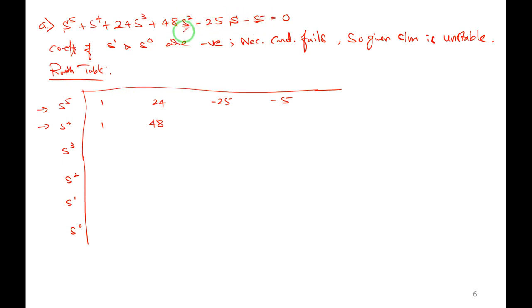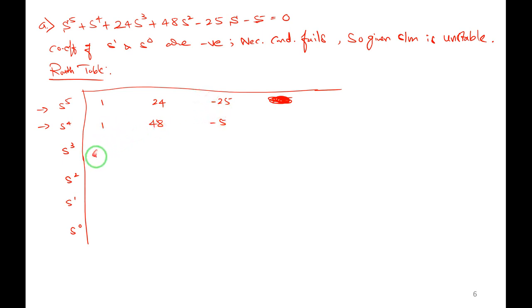Oh, sorry, one minute. I have made some mistake here. The odd terms are 1, 24, minus 25, and this other one should not come. Observe, please, I have made a mistake. Only odd terms: first term, third term, fifth term. It is an even term, so I should not write it. Please don't make such mistakes. Then write down the even terms. The second term coefficient is 1, the fourth term coefficient is 48, the sixth term coefficient is minus 5. This is the constant term. Please keep it in mind.